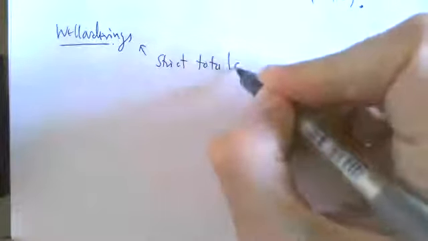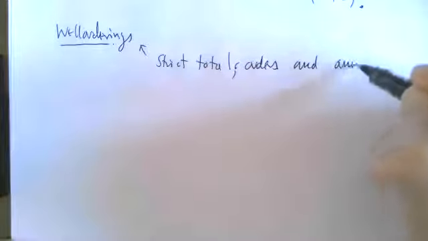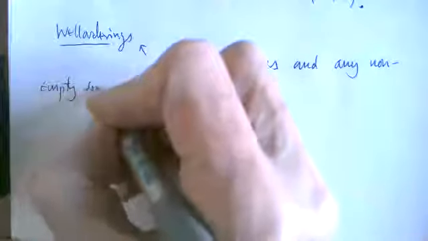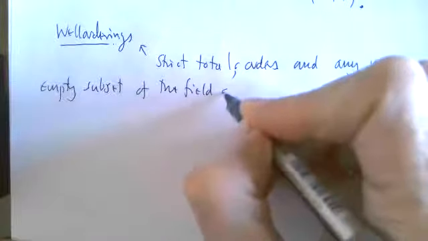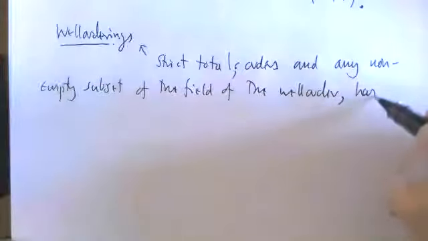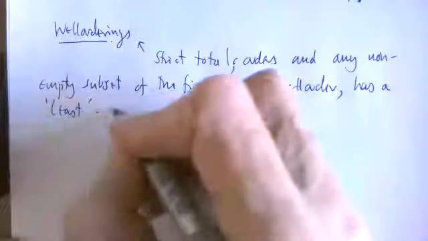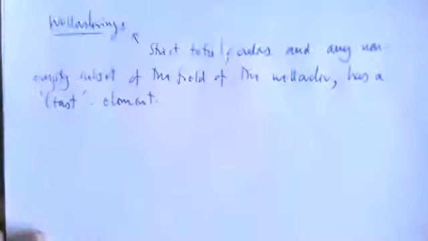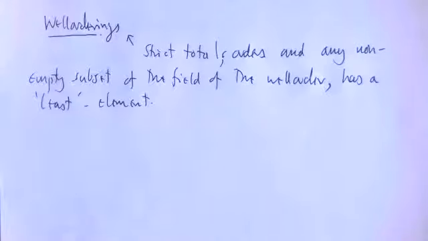So what are they? These are strict total orders, and any non-empty subset of the field of the well order has a least element, whatever the ordering is. Okay, so our canonical example of this is the natural numbers.